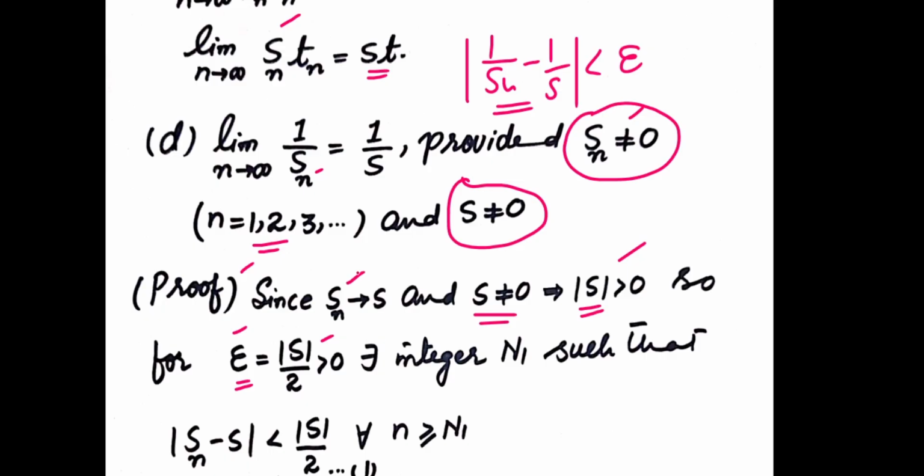So for the convergence of Sn, there exists an integer n1 such that absolute Sn minus S should be less than epsilon, and my epsilon is S absolute by 2, for all n greater than or equal to n1. Say this is inequality number 1.